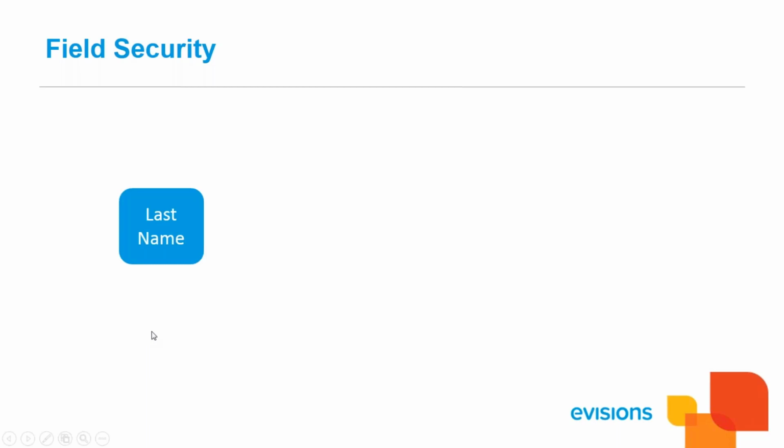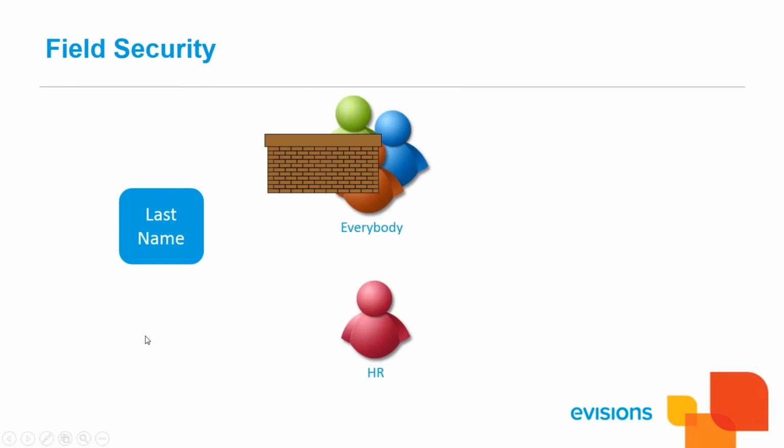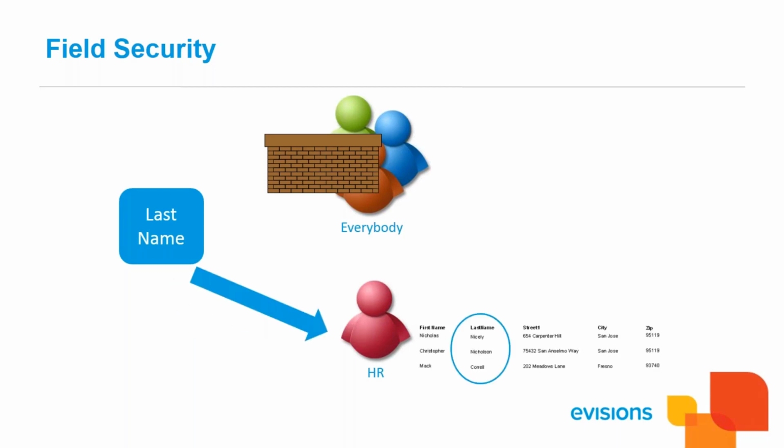Let's say the last name is private information. The data block designer will grant access to the last name field only to people who are in the Human Resources department. When the report is run by a member of Human Resources, the report will include information under the last name field.